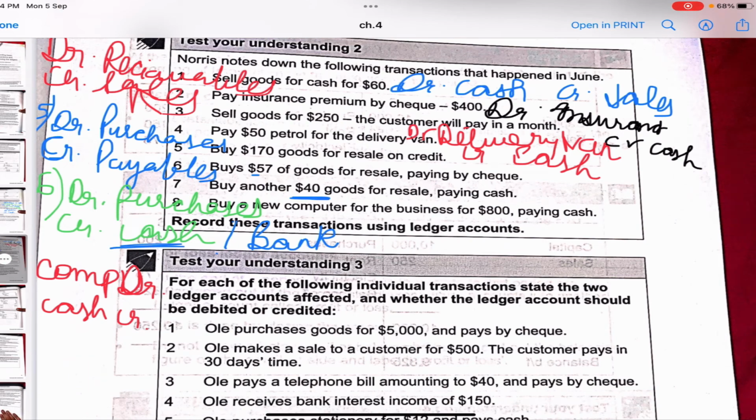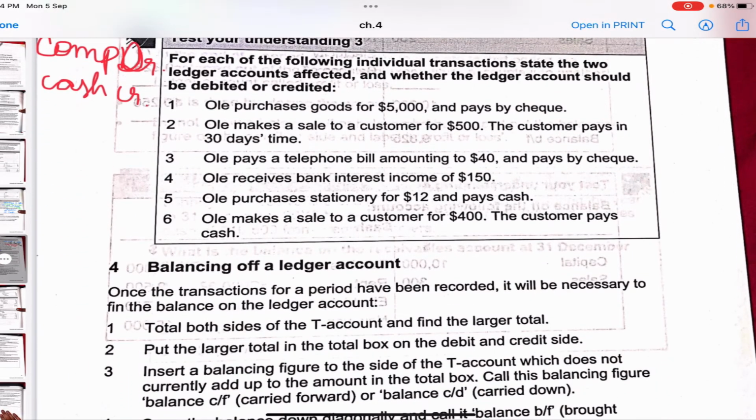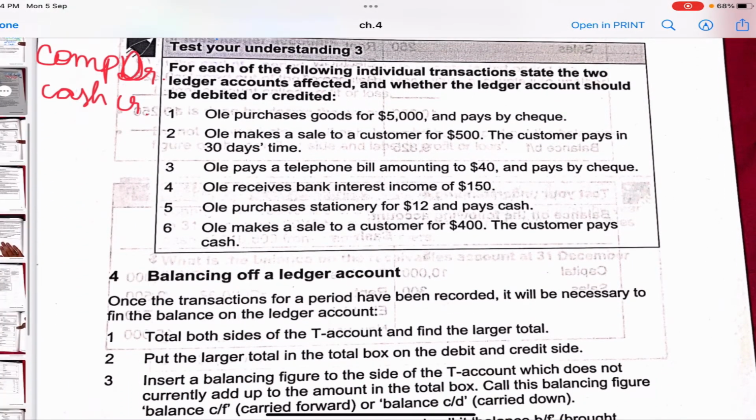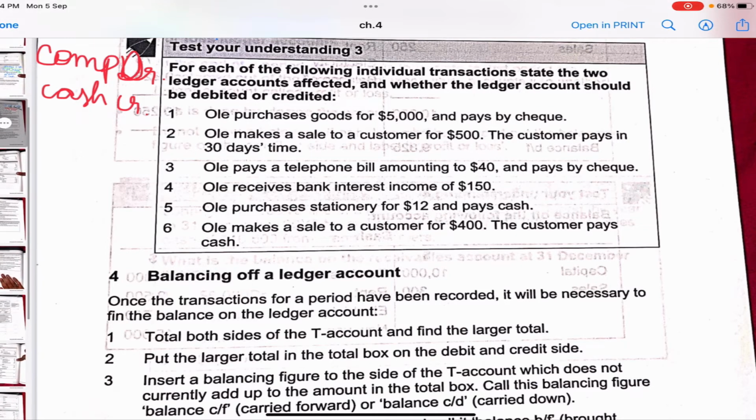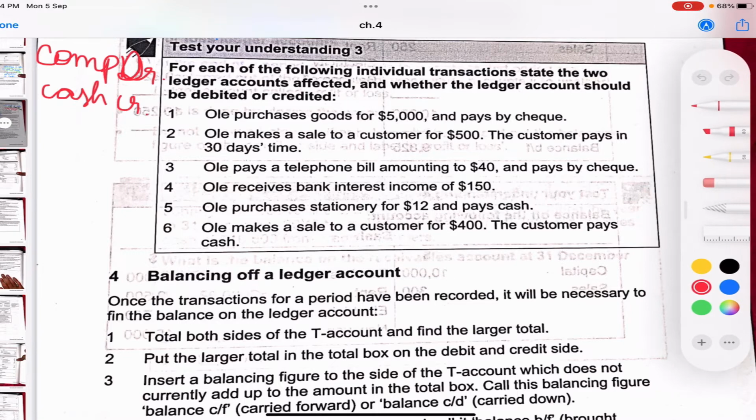Okay, so we have another test your understanding. Now let's see the test your understanding. So for each of the following individual transactions, state the two ledger accounts affected and whether the ledger account should be debited or credited. So in this question, what you have to do is basically give the journal entries, which account is getting debited and which account is getting credited. So now let's revise. By now this must be very clear to you all, but still let's do it.